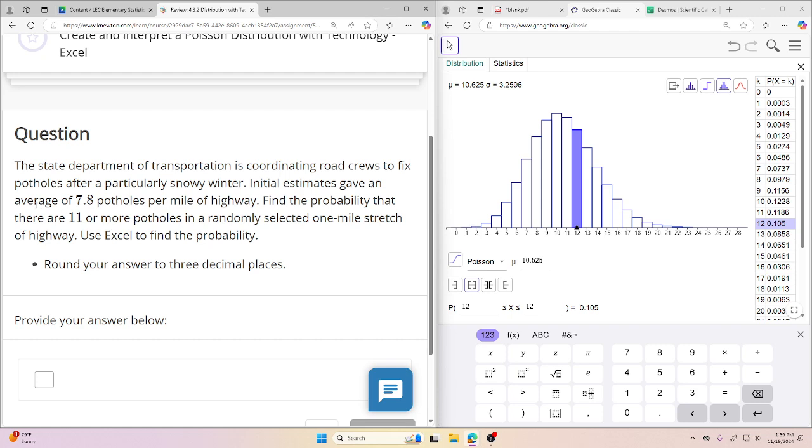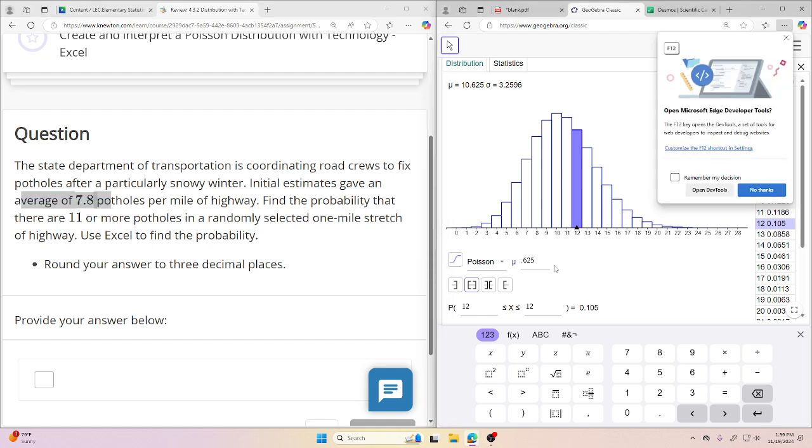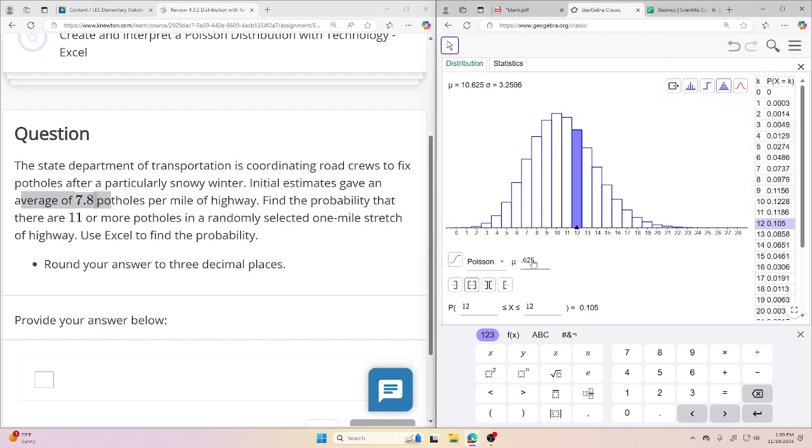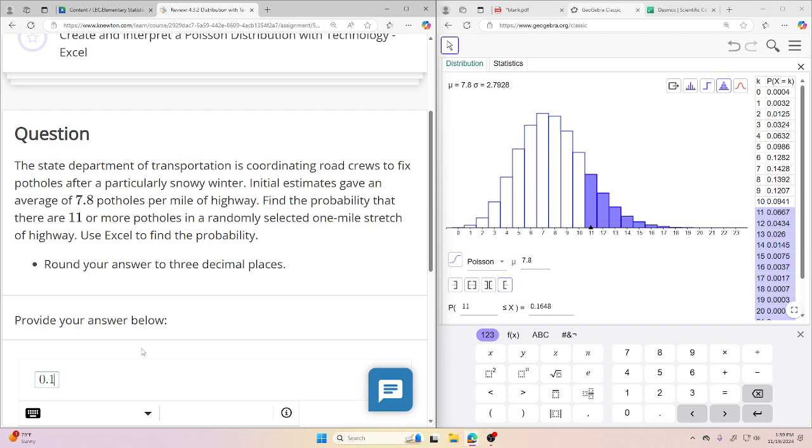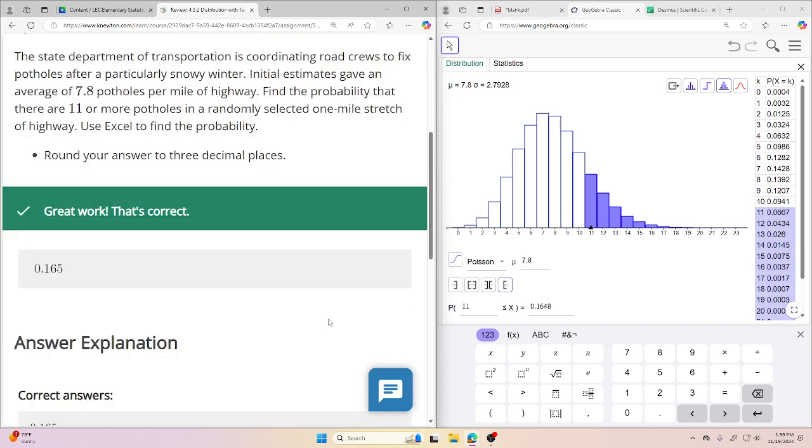So initial estimates give an average of this much. Let's find the probability of 11 or more. I think this is actually easier because they actually give us the number. So 7.8, it says 11 or more. There we go. 165. Awesome. That one's easy. Whenever they're not talking about birds, emails, or all this stuff, they just say the average is this. Boom. We're good.